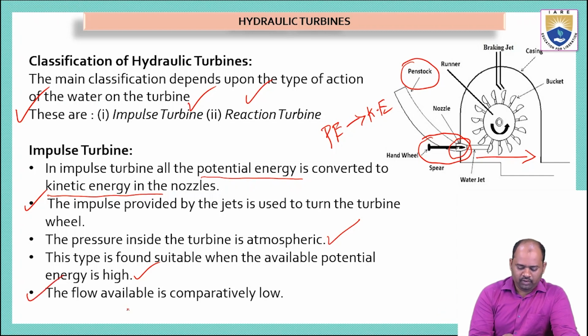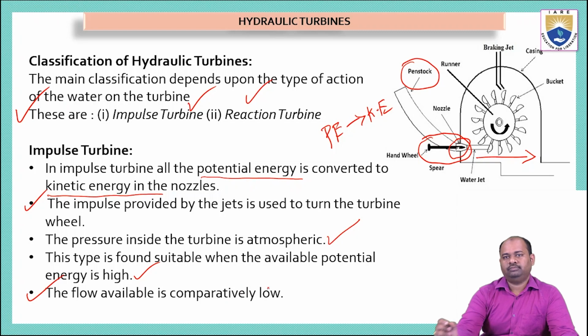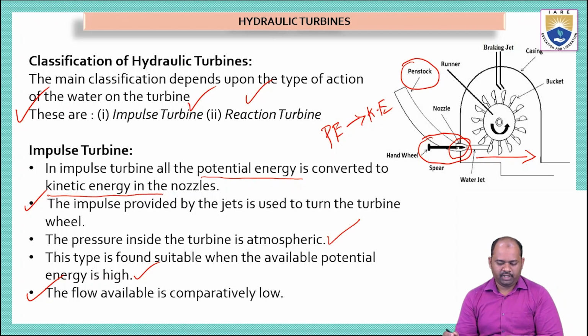Now, the flow available is comparatively low. So this impulse turbine is very suitable when the flow is very low when compared to other types of turbines like reaction turbine. In reaction turbine, we need more water flow. Here, we don't need more water flow when compared to reaction turbine, but we need more height, more head of the water. Okay, so this is the impulse turbine.